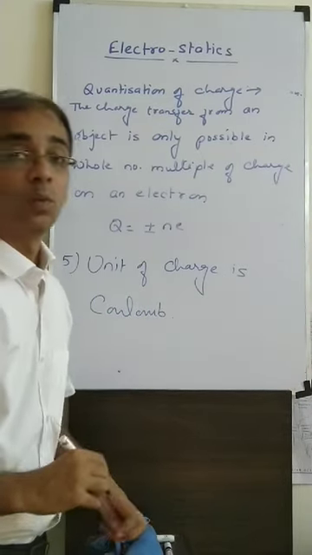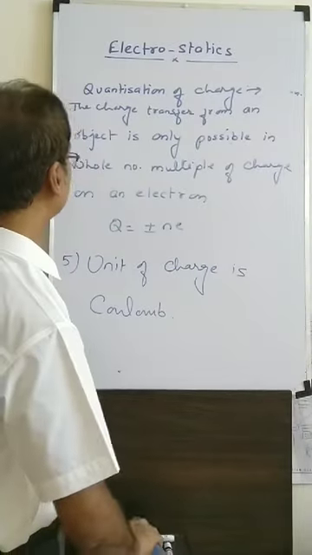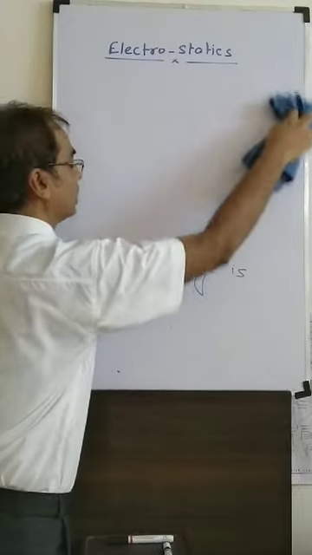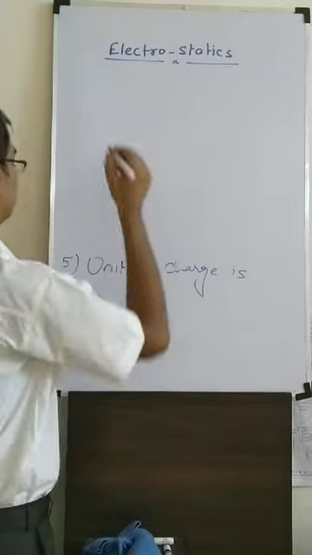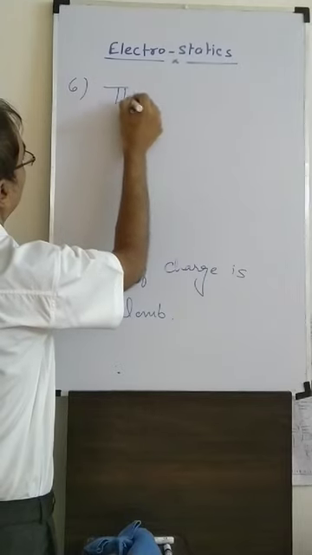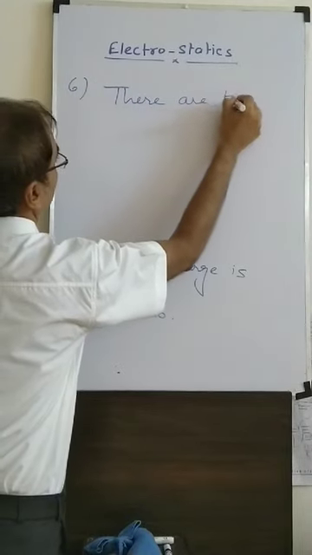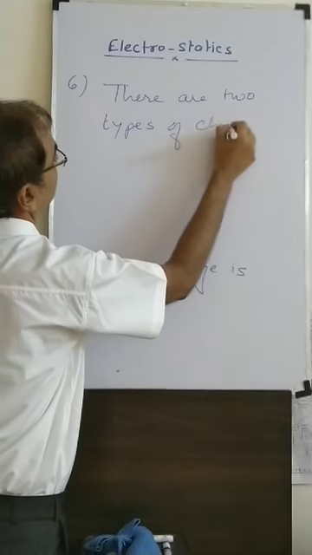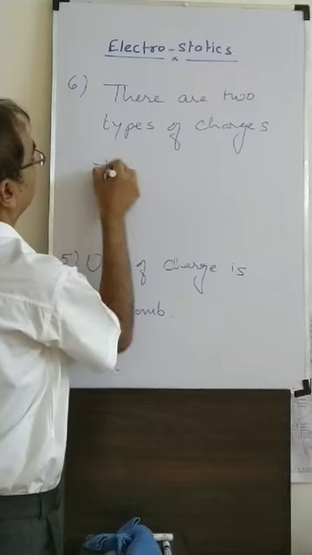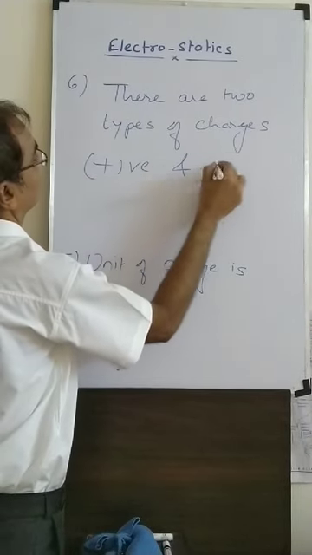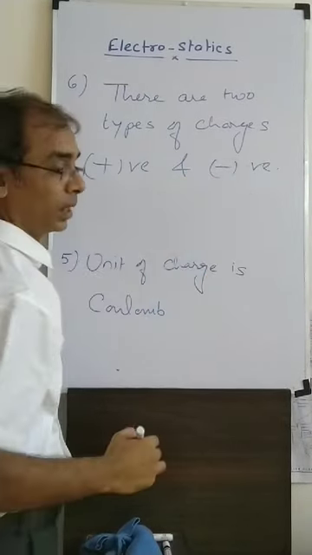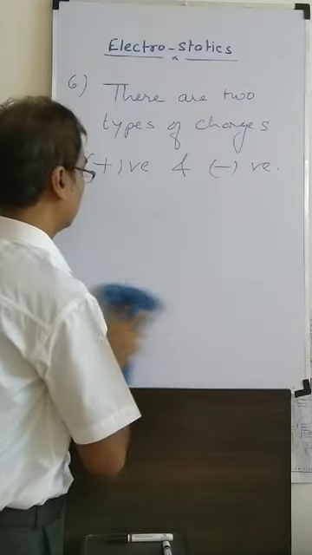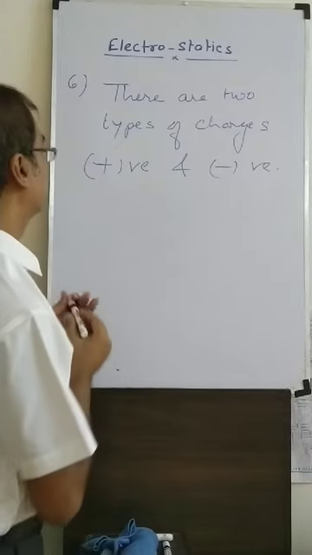Okay. Then what is the next property? The next property is about two charges. How many types of charges are there? That also we have discussed, though. But there are two types of charges: positive and negative. Okay, and positive positive repel each other, negative negative repel each other, and positive negative attract each other.